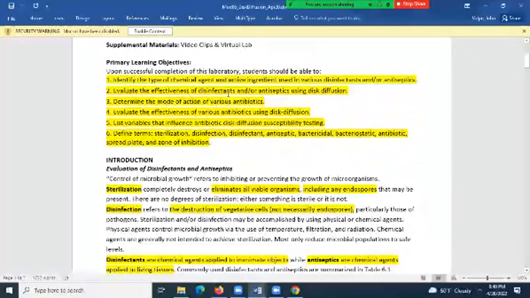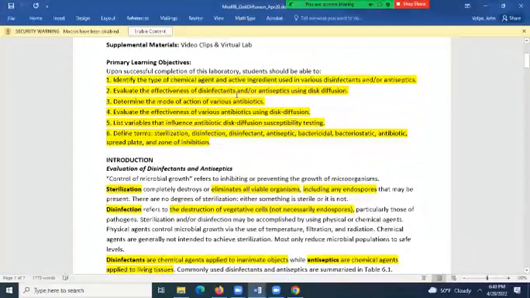Upon successful completion of the lab, you should be able to: 1, identify the type of chemical agents and the active ingredient used in various disinfectants and antiseptics. 2, evaluate the effectiveness of the disinfectant and an antiseptic using disk diffusion. 3, determine the mode of action of various antibiotics. 4, evaluate the effectiveness of various antibiotics using disk diffusion. And number 4 is what we're mainly going to look at in this lab, but also list the variables that influence antibiotic disk diffusion susceptibility testing. And there will be at least one question on that.